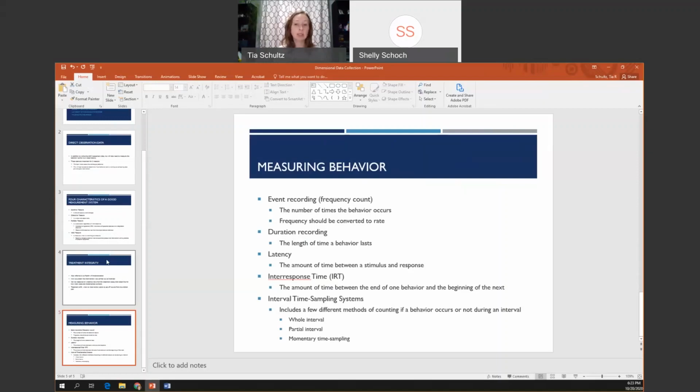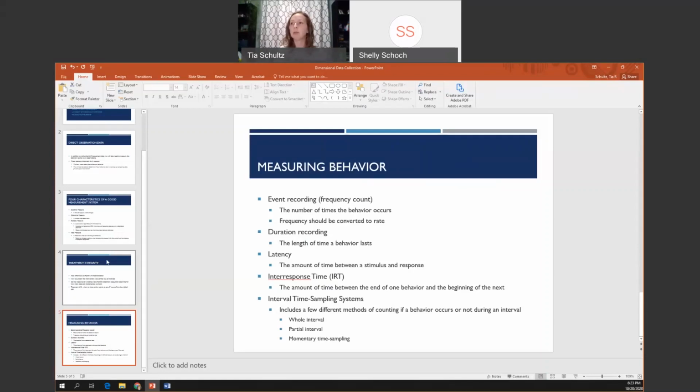The inter-response time is how much time in between the end of one behavior and the start of a new one. So maybe the student engages in that behavior that we want to see, but there are very big lags in between each response. And so that might be something we're interested in shortening so that the student will have more of those responses in a period of time that we're working with the student.